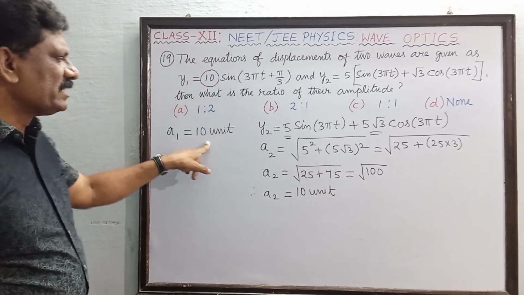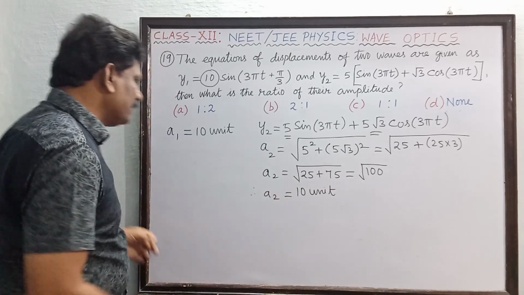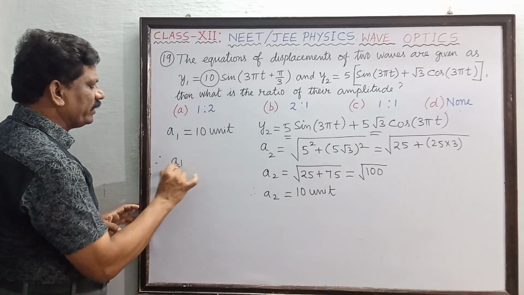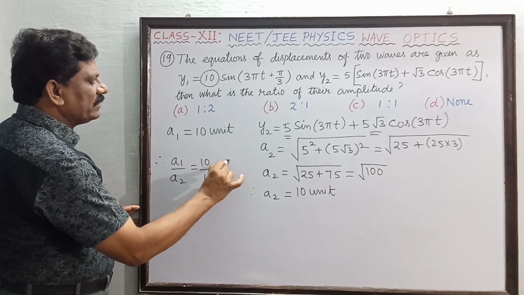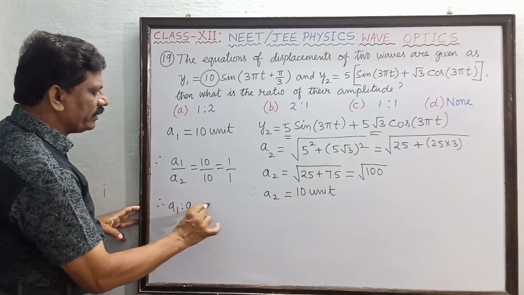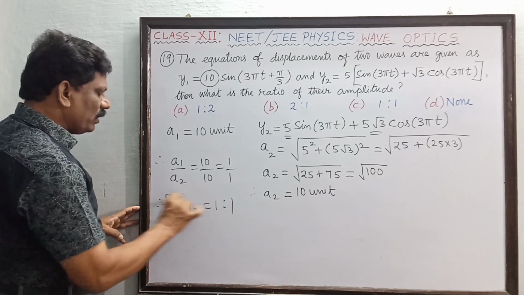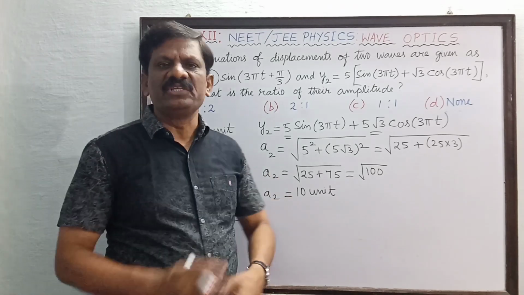So A1 is 10 unit. A2 is also equal to what? 10 unit. Therefore, the ratio is asked. The ratio A1 by A2 is equal to 10 by 10, that is equal to 1 by 1. Therefore, A1 is to A2 is equal to 1 is to 1. Okay, this is the method of finding the ratio of the amplitudes.